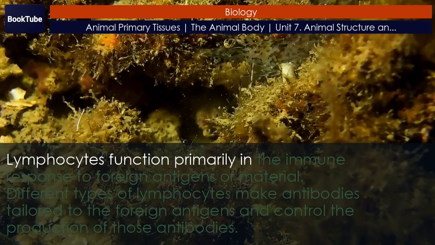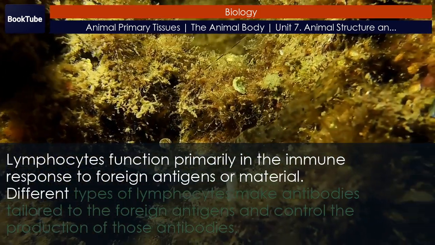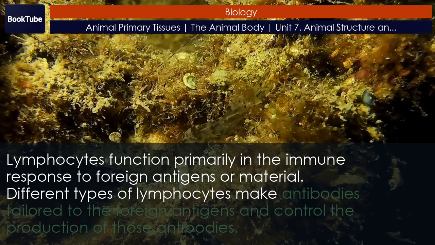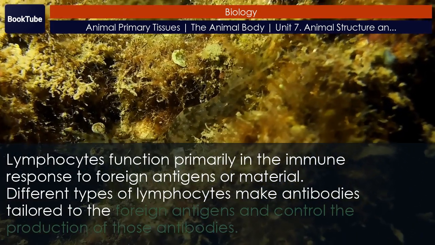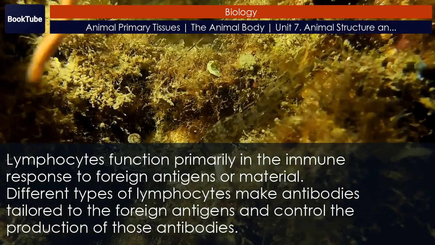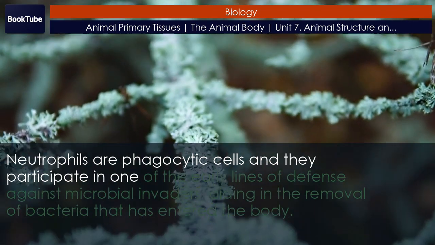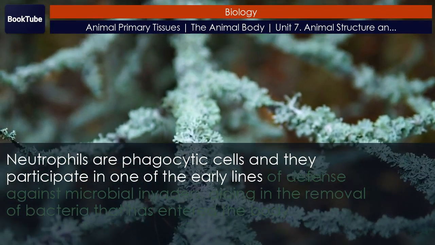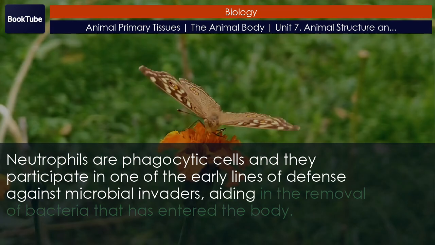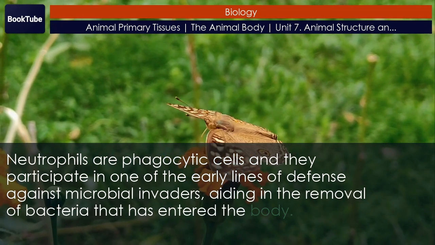Lymphocytes function primarily in the immune response to foreign antigens or material. Different types of lymphocytes make antibodies tailored to the foreign antigens and control the production of those antibodies. Neutrophils are phagocytic cells and they participate in one of the early lines of defense against microbial invaders, aiding in the removal of bacteria that has entered the body.